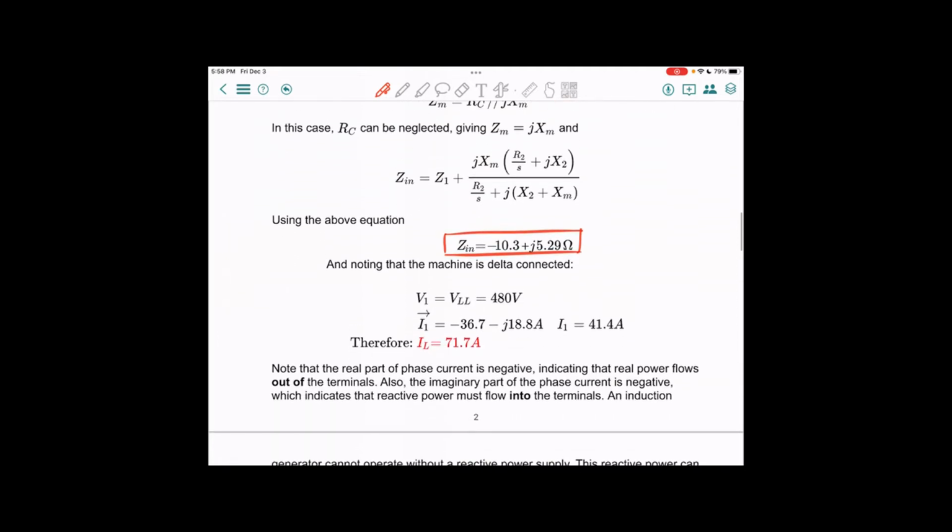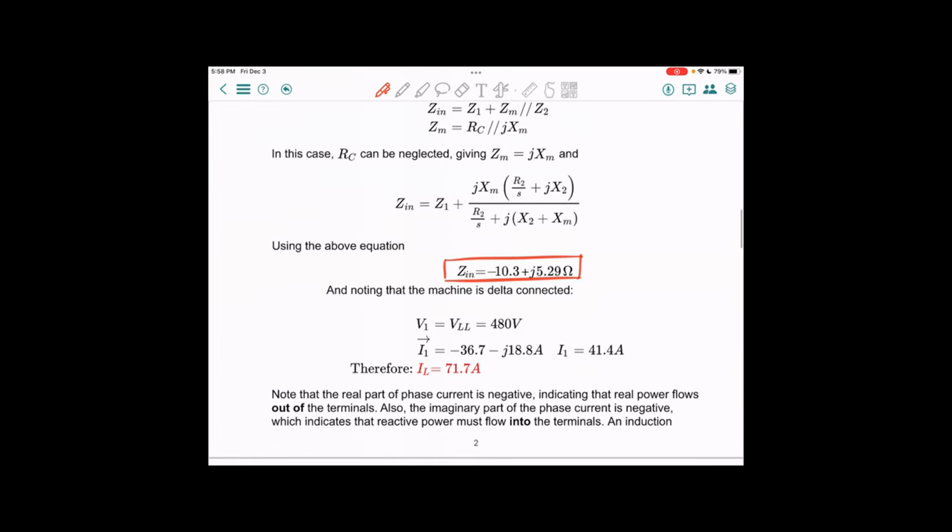So that is how you find I1: V1 over Z input or Z total. The voltage is 480 volts. We didn't transform it by dividing by square root of 3 because the machine is delta connected. Remember that. So the phase voltage, which is V1, equals the line-to-line voltage given in the machine's ratings, divided by the impedance, which is minus 10.3 plus j5.29, and this will give you minus 36.7 minus j18.8.